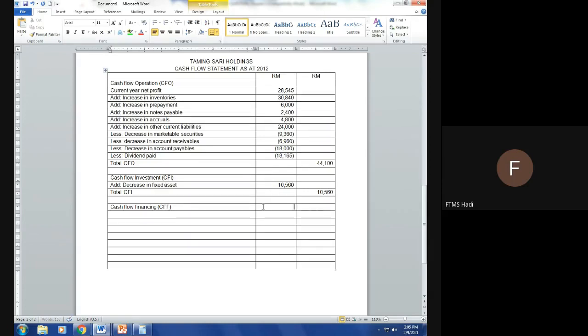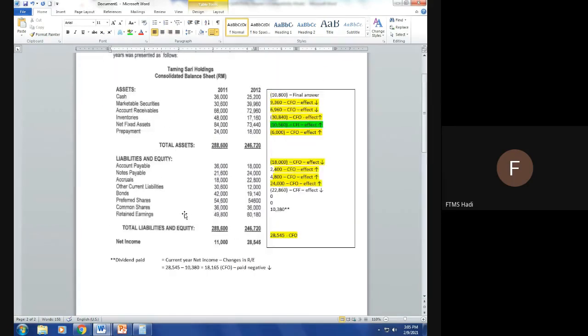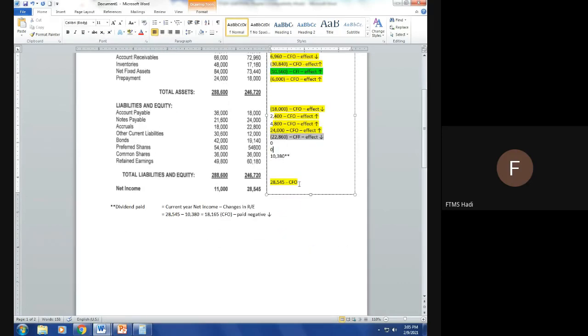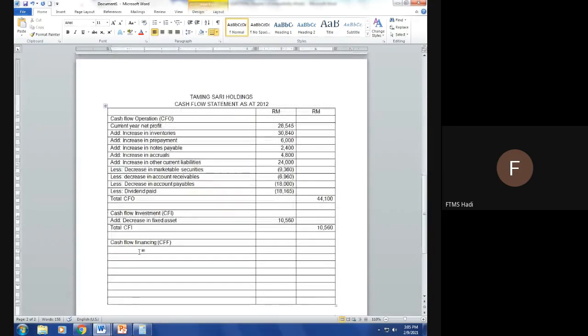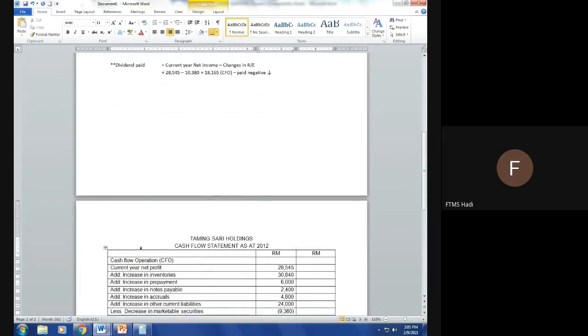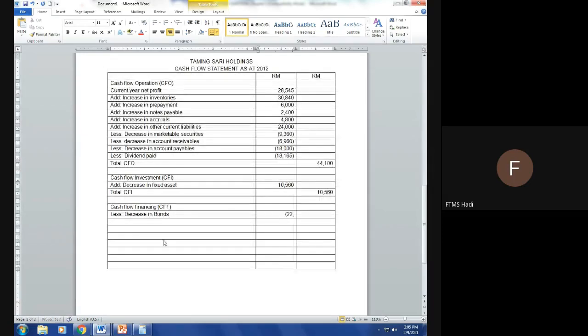Okay, for CFF, we have only one item here, which is bonds. Let's say I put here as gray. The effect will be a decrease, which is less. Decrease in bonds. So therefore, the decrease in bonds will be 22,860. So the answer for total CFF is negative 22,860.